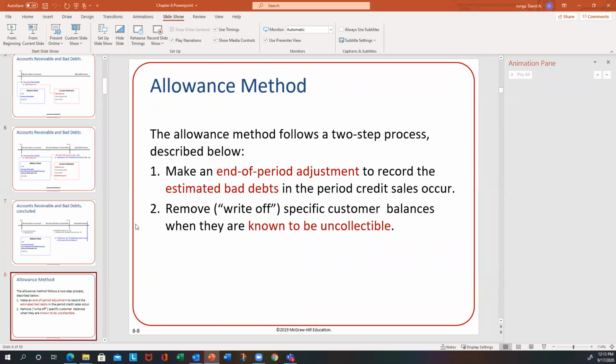All right, so again, the allowance method is what we call this. Typically, you have to make an end of period adjustment to record this bad debt. And then the second part is when you actually remove the accounts receivable from your books. That's usually called a write-off, and that's usually once you determine that that customer will indeed not be able to pay you.